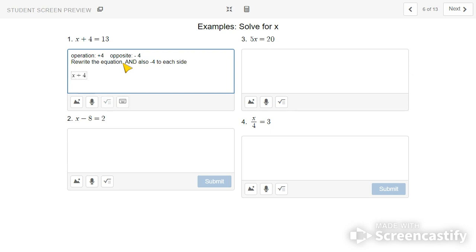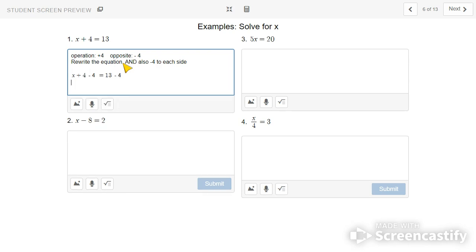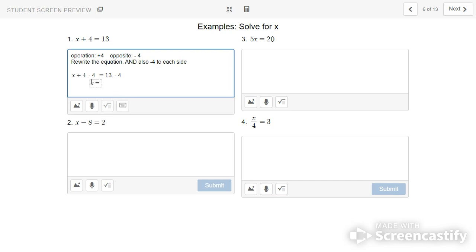So we have x plus 4. Now I'm going to subtract 4 from the left side. On the right side I have 13, and I'm also going to subtract 4. Let's simplify our left and the right side now. So x plus 4 minus 4. These two are like terms. 4 minus 4 gives us simply x. On the right side, we have 13 minus 4. That gives us 9.